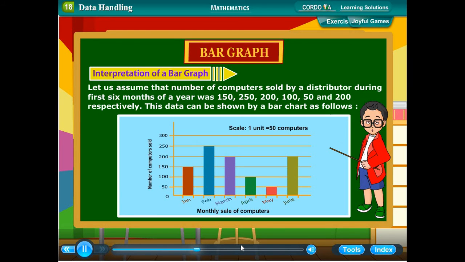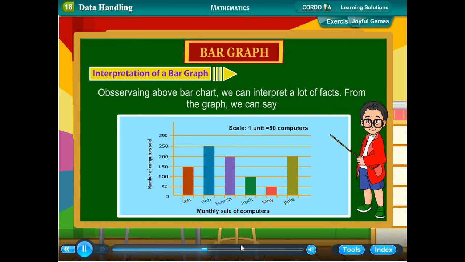Let us assume that the number of computers sold by a distributor during the first 6 months of a year was 150, 250, 200, 100, 50 and 200 respectively. This data can be shown by a bar chart as follows. Scale: 1 unit is equal to 50 computers.